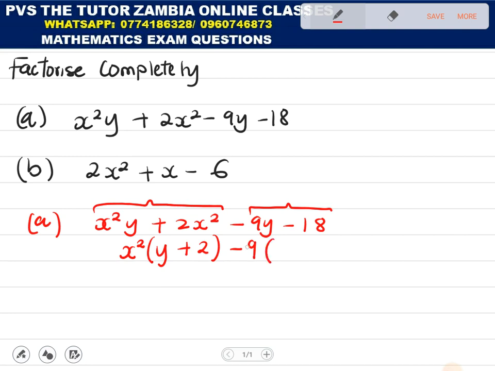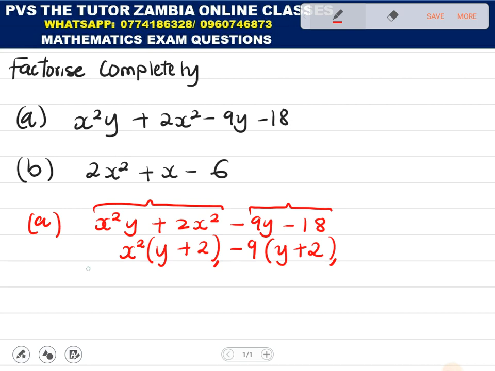Then we open the brackets. What is negative 9 into negative 9y? Negative and negative, when you divide, give you a positive. So we just get y. Negative into negative, it's positive. 9 into 18, you get 2. And you can clearly see that what you are getting here is the same as what you're getting in these brackets. That means you are in the right direction.